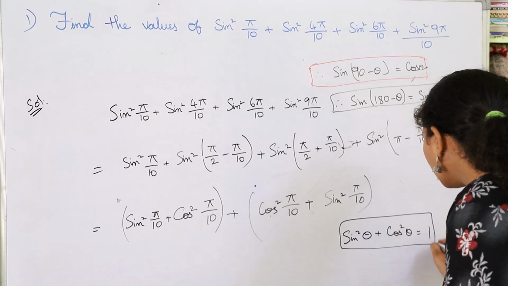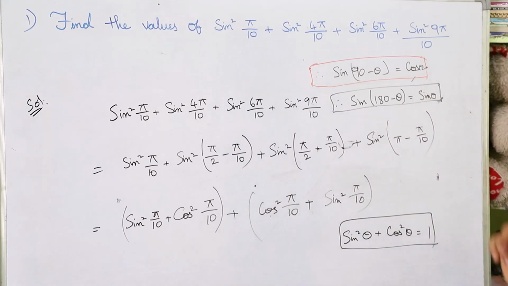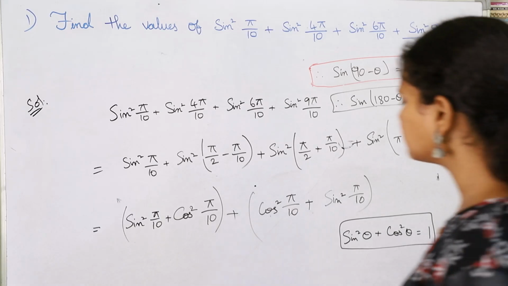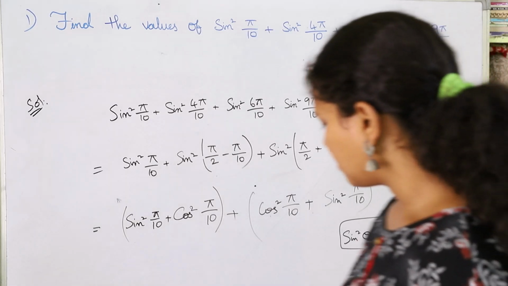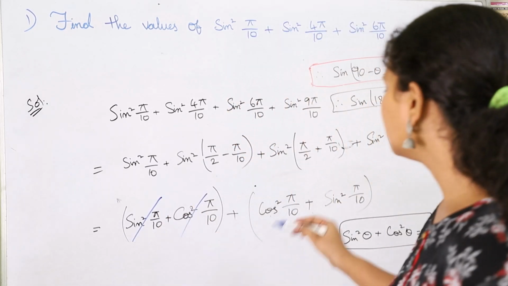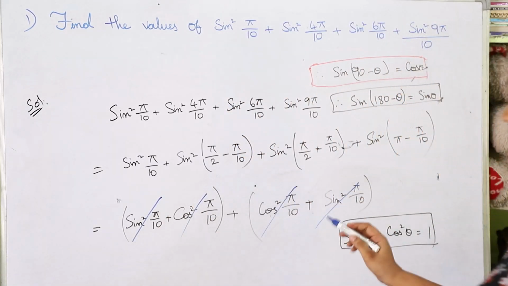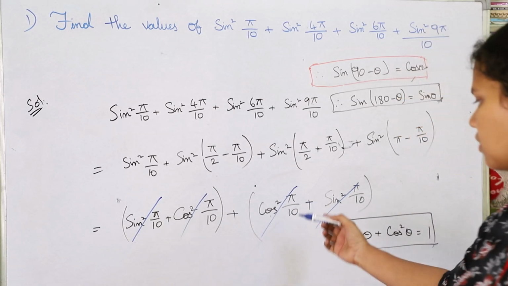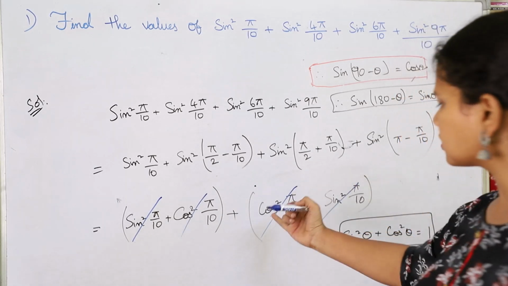Sin square theta plus cos square theta equal to what? 1. Okay. Sin square theta plus cos square theta equal to 1. So therefore, just make it first. Here you have sin square theta, cos square theta gets cancelled. So sin square theta plus cos square theta gets cancelled.